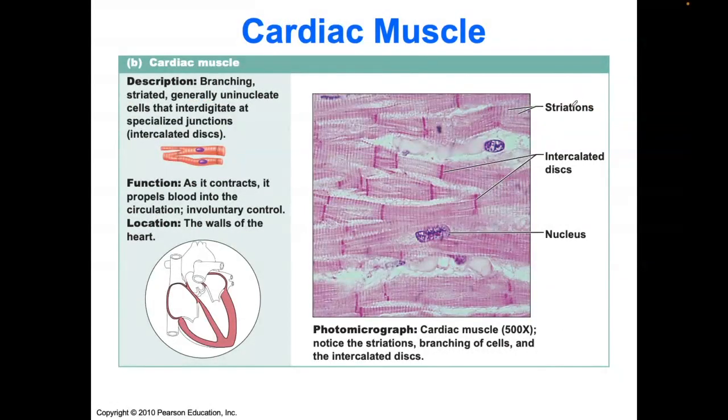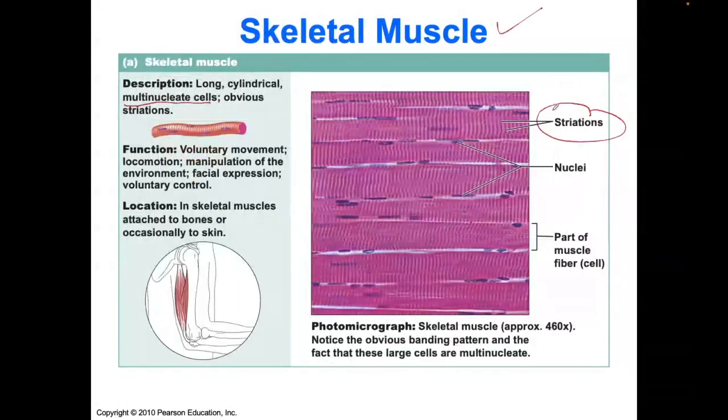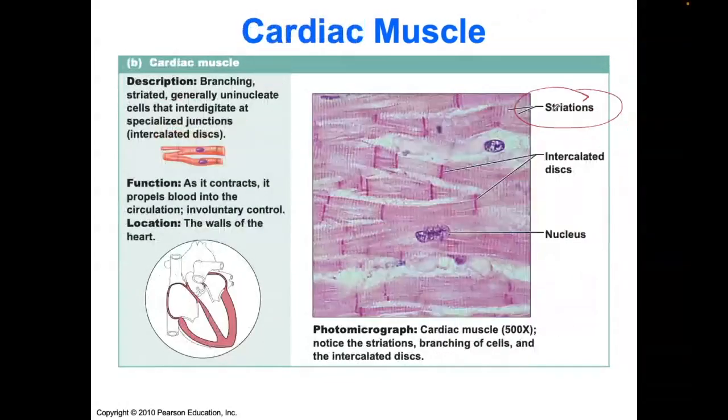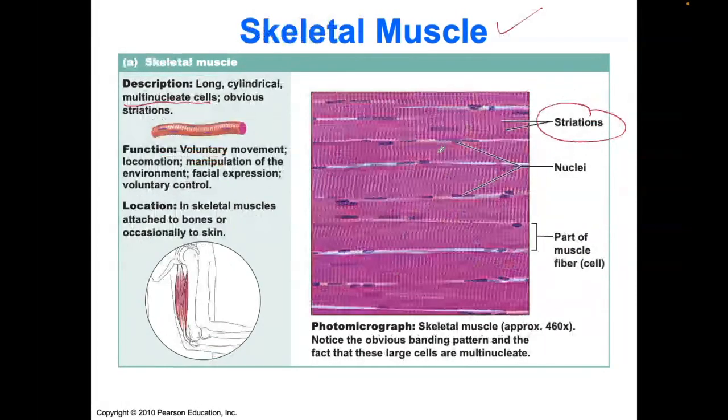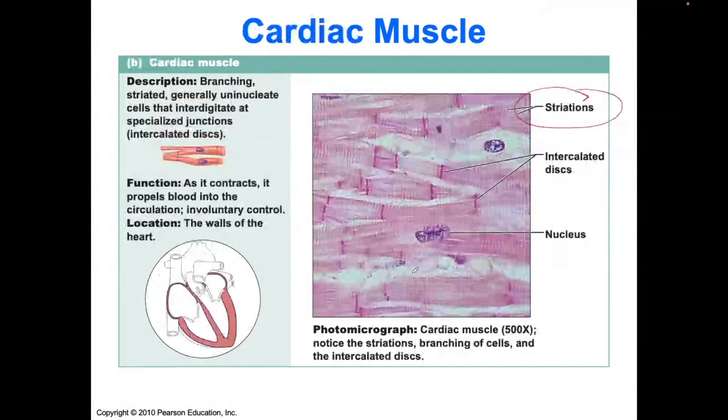When we look at cardiac, again, these two are striated, right? Both cardiac and skeletal, these are both have those lines, they're striated. Now, the difference between cardiac and skeletal: skeletal looks very uniform, but when we look at cardiac, it looks very branched, right? It's got branches. You could see, like the branches of a tree.